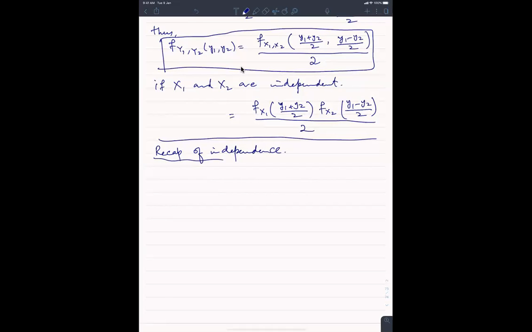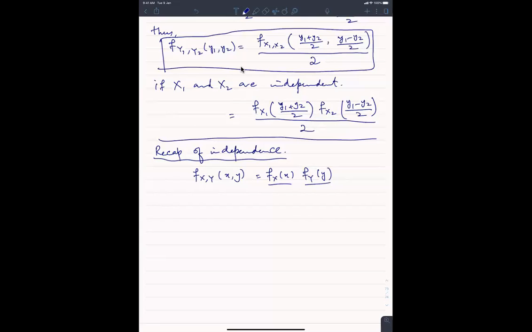The recap of independence was that when f x y (x, y) can be written as the product of the marginal density functions, including the limits, they should not be mixed. It should not be that x is smaller than y, or y is smaller than x. No, y should have its own limits and x should have its own limits, and in the product we can nicely separate it. Then x and y will be independent.